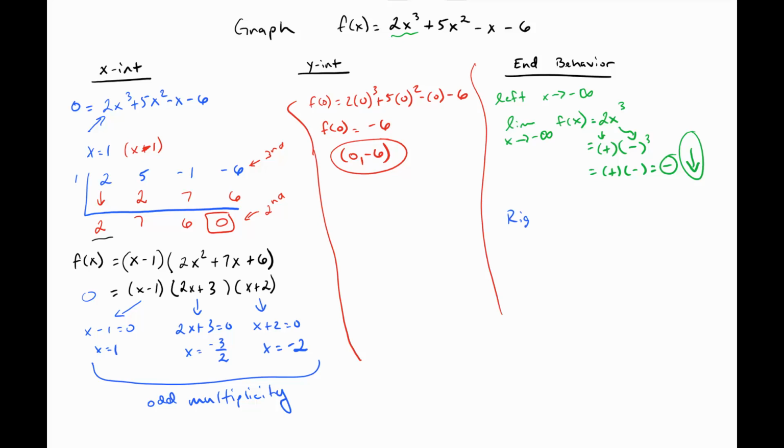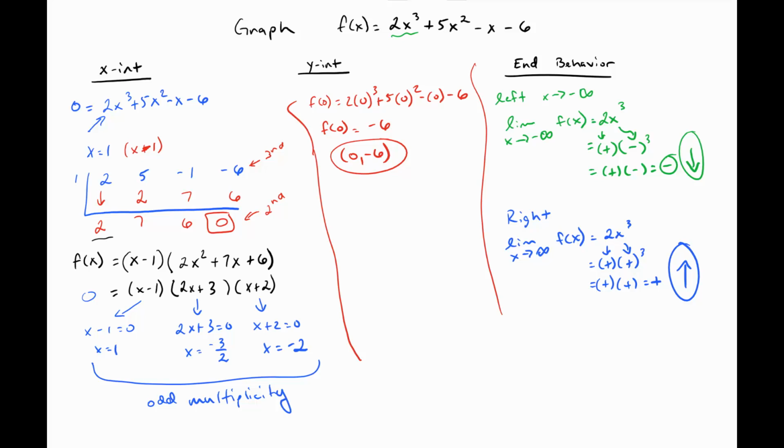Now I'll find my right end behavior. So that would of course be the limit as x approaches positive infinity. In this case, I end up with a positive value. So I know that f of x will be traveling up as I go to the right.